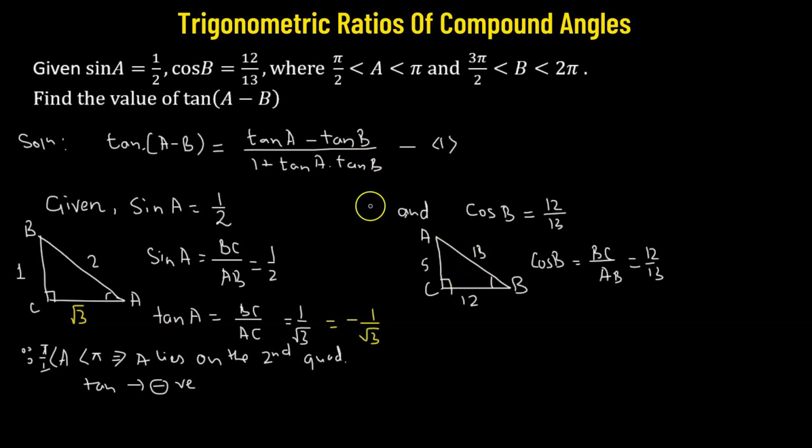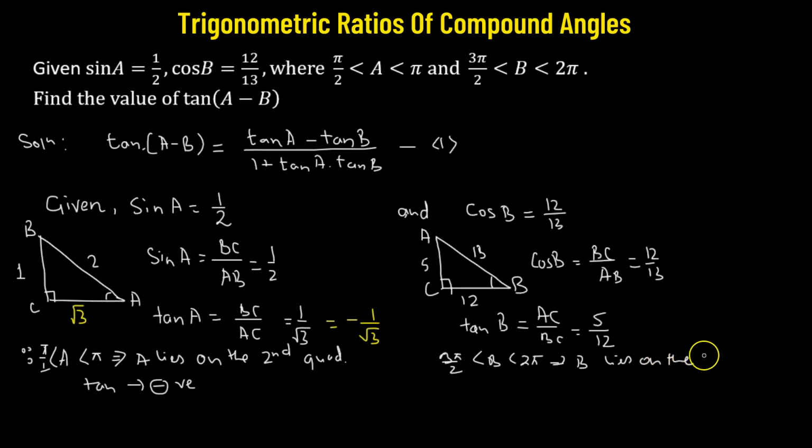Now that we have the measure of AC, we can use this to find the value of tangent of angle B. Tangent of angle B is the ratio AC over BC, which equals 5 over 12. We'll have to find the sign as well. It's given that angle B lies between 3 pi over 2 and 2 pi. This means that angle B lies in the fourth quadrant. Now in the fourth quadrant, only the cosine function is positive, everything else being negative. So tangent of B gives us a negative value, and our result will be negative 5 over 12.